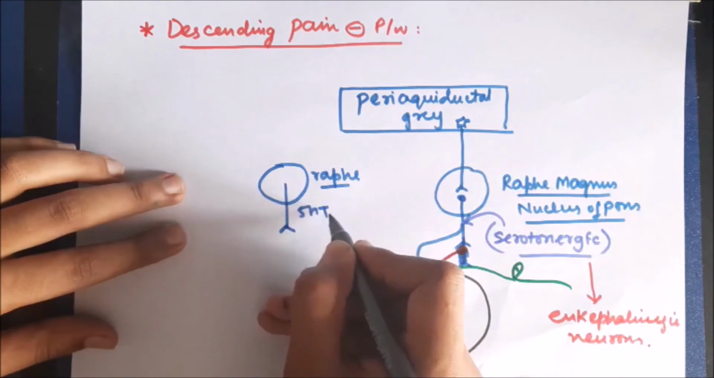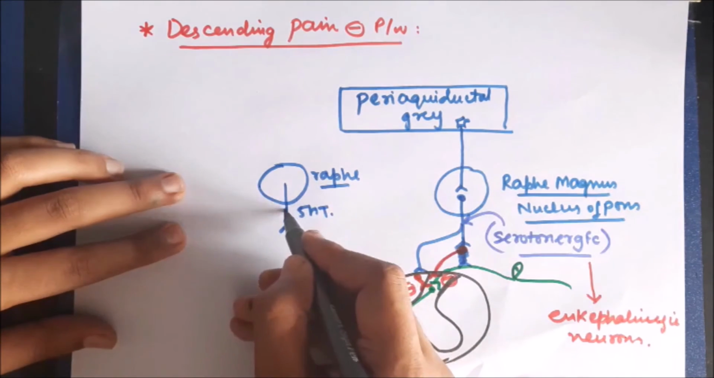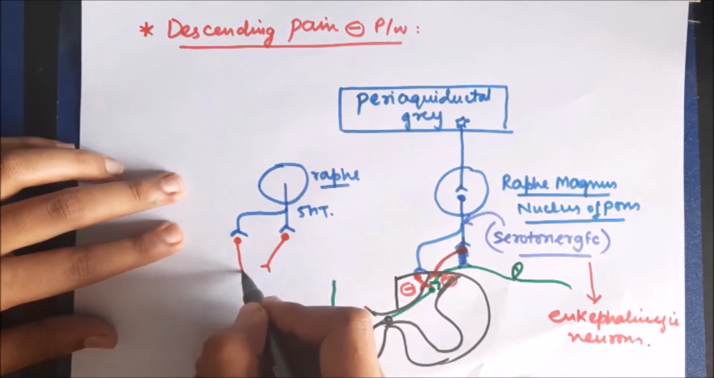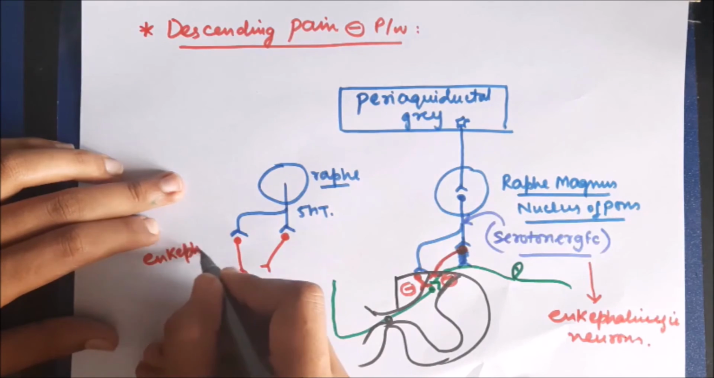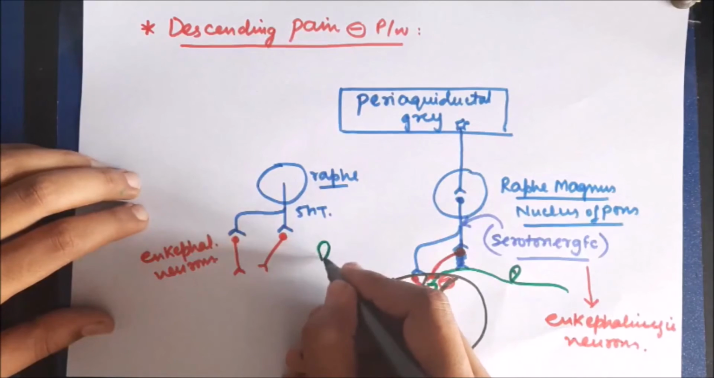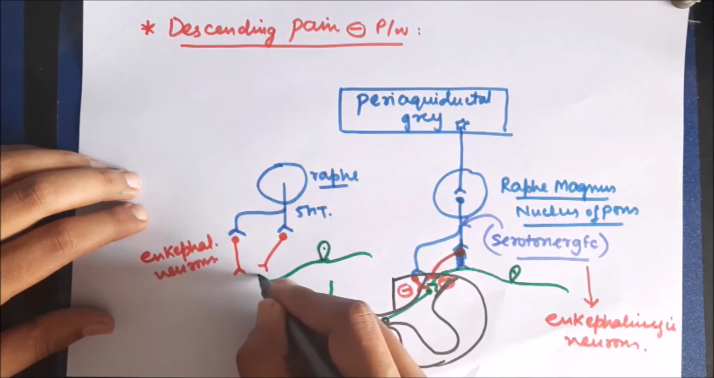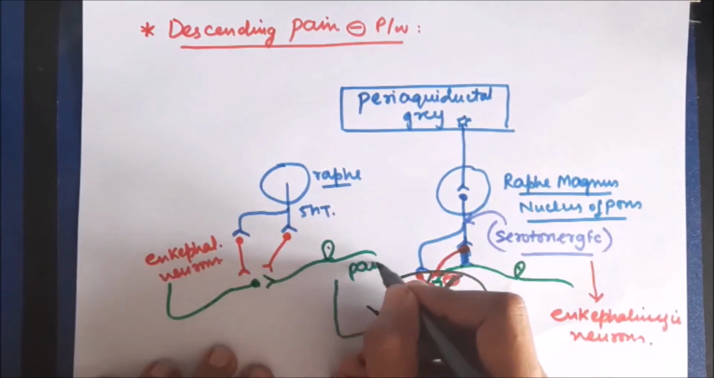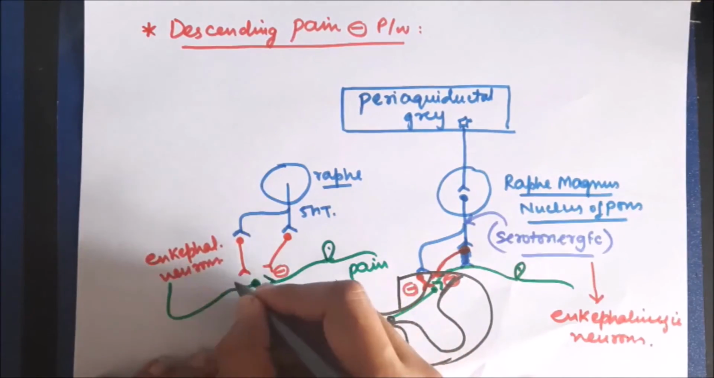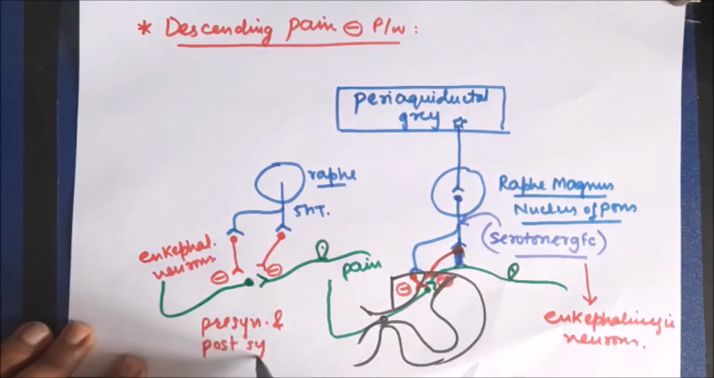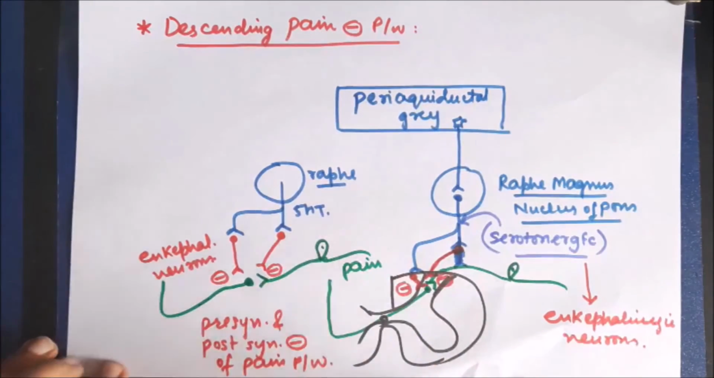If this is the Raphe Magnus nucleus, these neurons are serotonergic. Now they give collaterals, and these collaterals as well as the neuron synapse with enkephalinergic neurons, which are inhibitory in nature, and these enkephalinergic neurons cause presynaptic as well as postsynaptic inhibition of the pain pathway. These green fibers are the fibers of the pain, and they are inhibited presynaptically and postsynaptically. So that is how pain is inhibited through the descending pathway which begins from the periaqueductal gray.